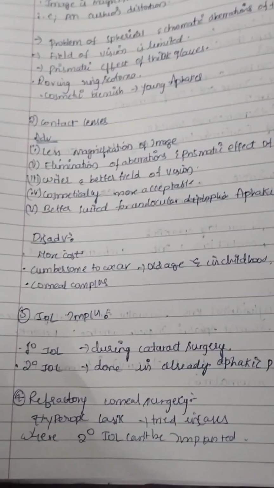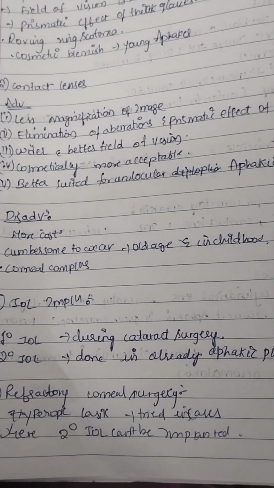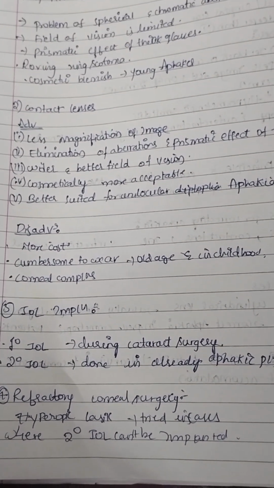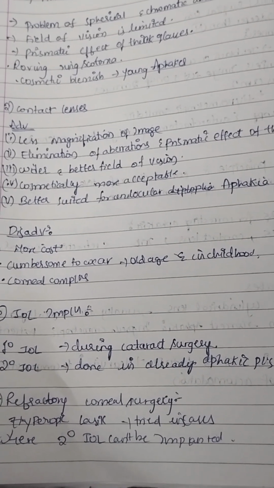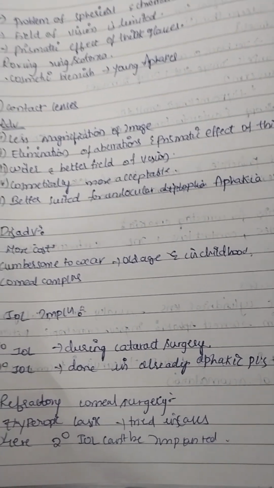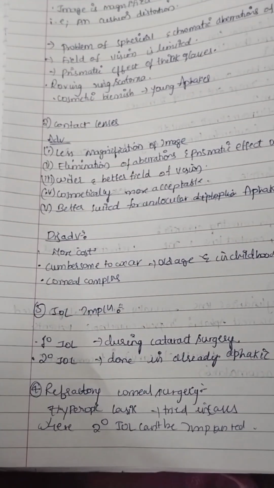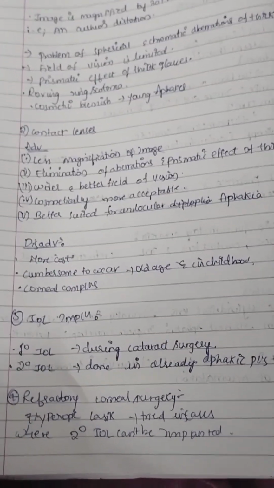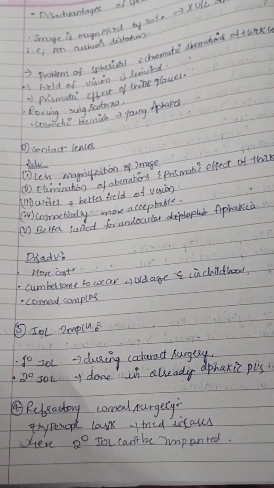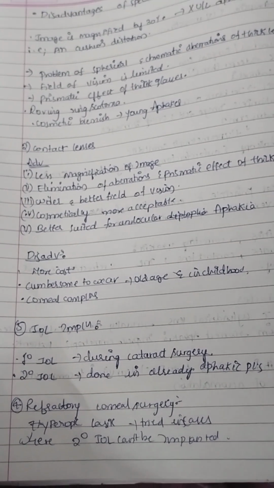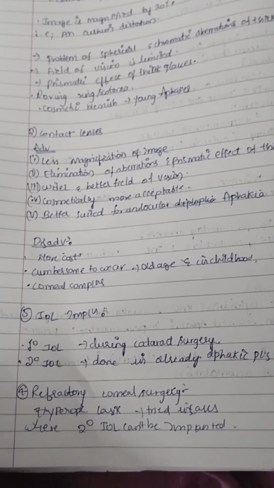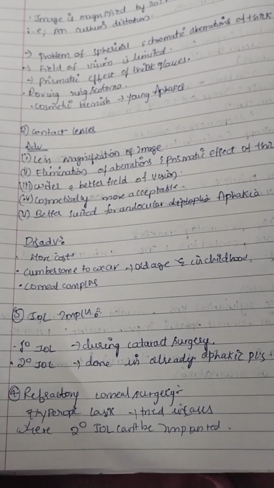Then intraocular lens implantation: primary and secondary. Primary is done during the cataract surgery; secondary is done in already aphakic patients. Refractive corneal surgery you should use in hyperopic LASIK, and when a secondary IOL can't be implanted, you should use this.